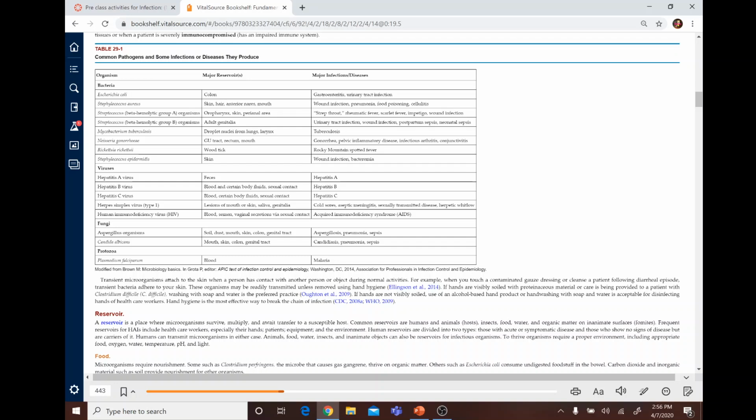What is the major reservoir for herpes simplex virus type 1? Lesions of mouth and skin, saliva, and genitalia. What are the major infections and diseases caused by herpes simplex virus type 1? Cold sores, aseptic meningitis, sexually transmitted disease, herpetic whitlow. What is the major reservoir for HIV? Blood, semen, vaginal secretions via sexual contact. What are the major infections and diseases of HIV? AIDS. Let's talk about fungi. What is the major reservoir for Aspergillus organisms?